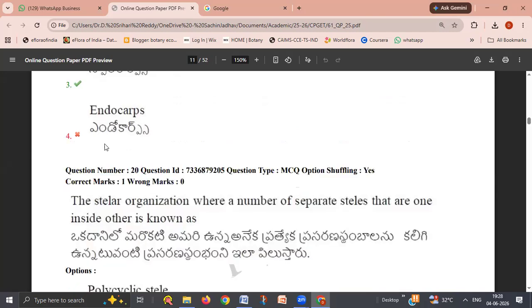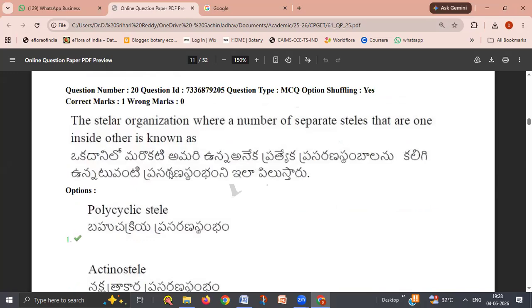So the next question is from stelar evolution in pteridophytes. It is a very important question for you because your exam is postponed. It is going to be useful for you. It is one of the most important questions, that is the stelar evolution in pteridophytes. Here we find different kinds of steles.